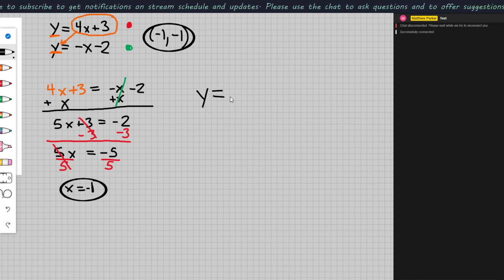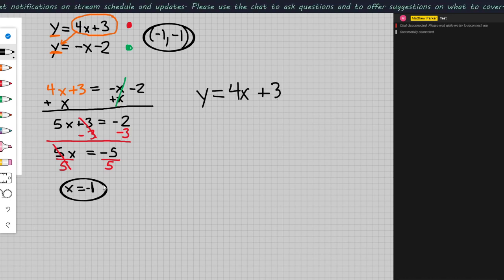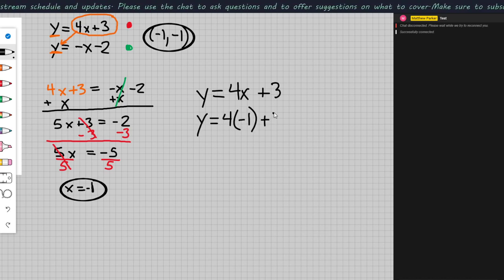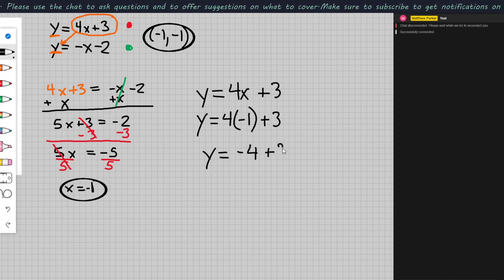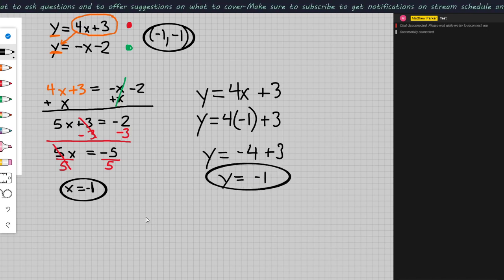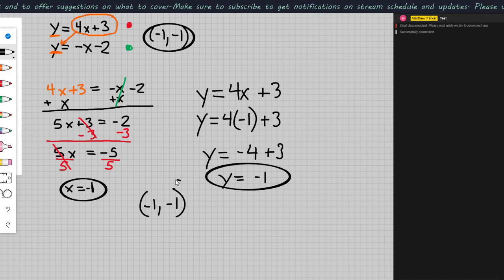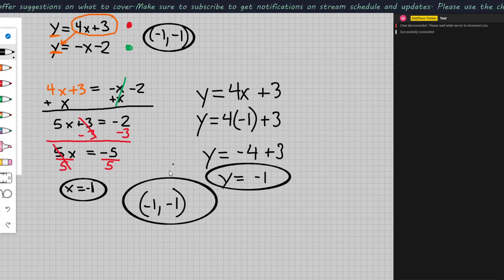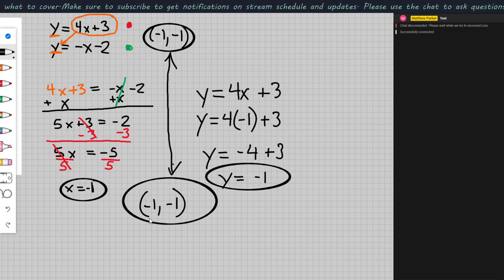So y equals 4x plus 3, and I'm going to plug in negative 1 for x. So 4 times negative 1 is negative 4, plus 3, and negative 4 plus 3 is going to be negative 1. So our final answer then would be negative 1, negative 1. And does that match up with our graphed solution? It does equal the same one. So that's another way that you can do this.